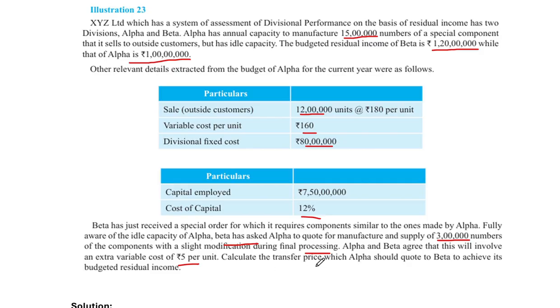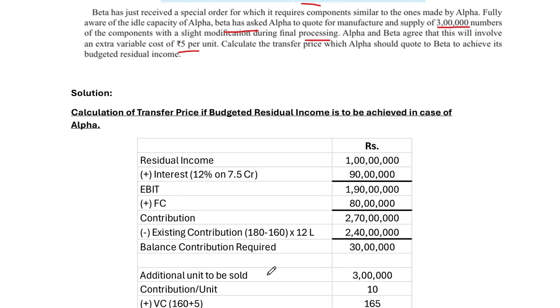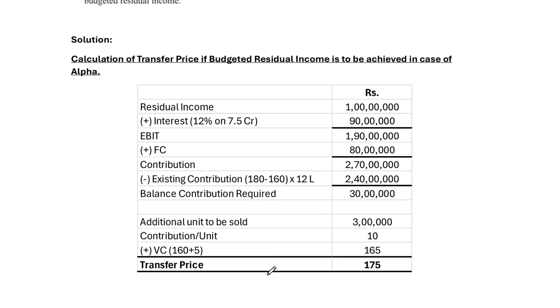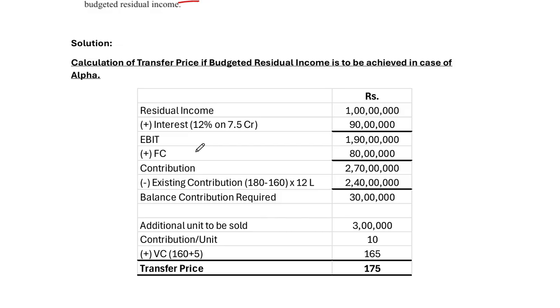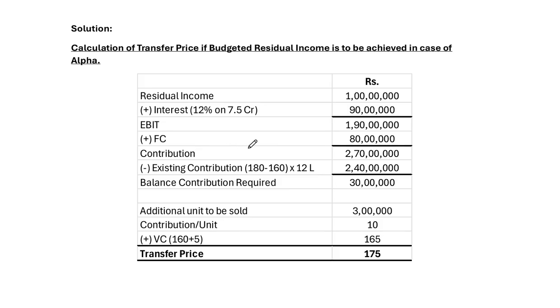Now we need to calculate the residual income. First, we recall the concept of residual income. Residual income means profit after charging cost of capital. So the relationship becomes: residual income is equal to operating profit minus cost of capital. But here we need to work backwards because residual income is given in the question already. Alpha's target residual income is 1 crore. It is given in the question.